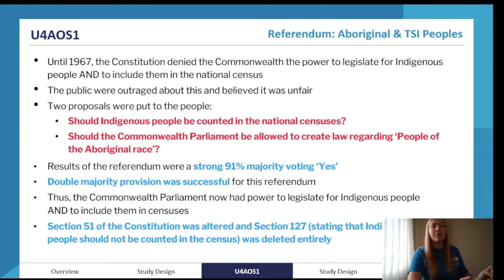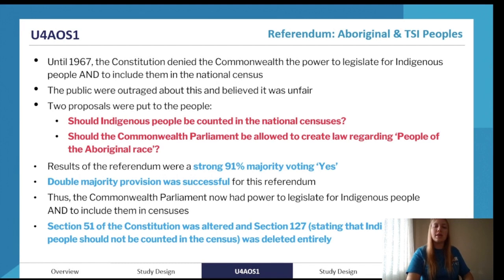The public sparked a lot of discussion around this and believed it was really unfair and that these sections of the Constitution had to be scrapped. And therefore, a referendum was initiated in 1967. And they had two questions on the referendum. So, should Indigenous people be counted in the national censuses? And should the Commonwealth Parliament be allowed to create law regarding people of the Aboriginal race? You need to remember sort of the questions or in your own words, and it's quite easy because we know what the referendum is about. And the results were amazing.